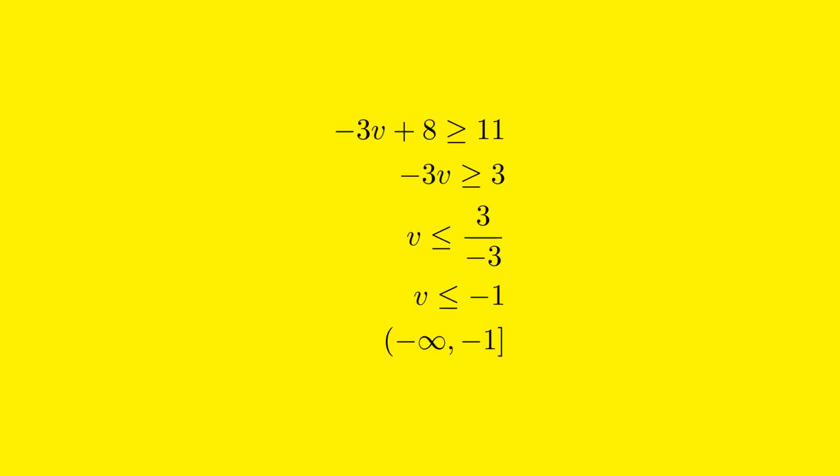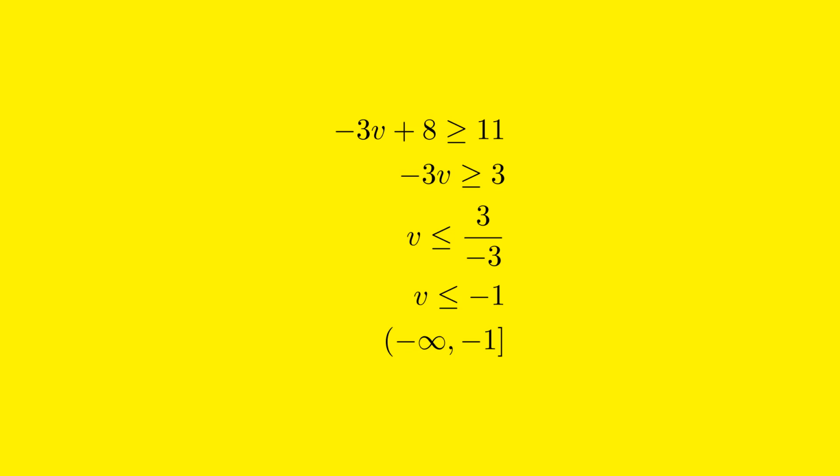To solve the inequality -3v plus 8 is greater than or equal to 11, we previously subtracted 8 from both sides. This gave us -3v is greater than or equal to 3. Next, we need to isolate the variable v by getting rid of the -3 that is multiplied by v. To do this, we divide both sides of the inequality by -3, making sure to reverse the inequality sign because we are dividing by a negative number. This results in the following expression.